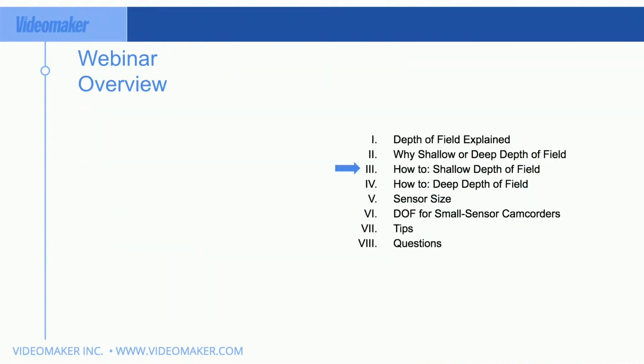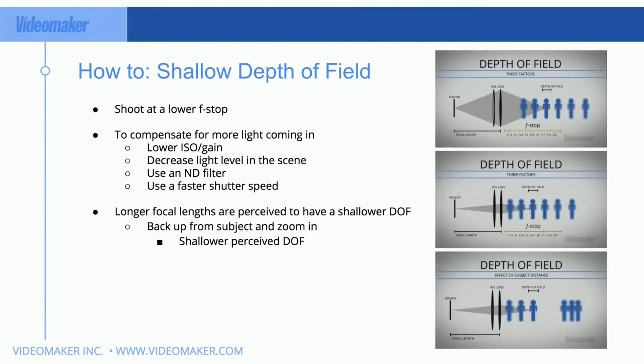Okay, so how to get shallow depth of field? Shoot at a lower F number. So this is counterintuitive. The smaller the F number, the larger the opening of the lens, therefore the more amount of light that comes in, and therefore gives you a shallower depth of field. To compensate for more light coming in, so say you're trying to shoot a shallow depth of field outside in midday sun, you're going to want to lower your ISO or gain. Likely you're going to lower it as low as you can in that situation, but depending on your situation, you're going to lower your ISO or gain. The ISO is where noise comes in.